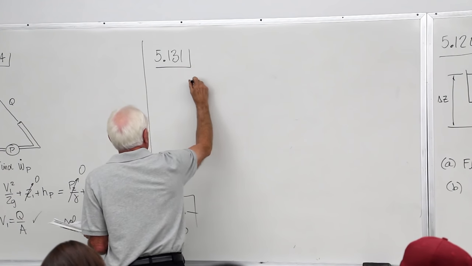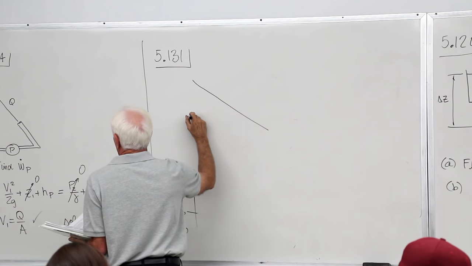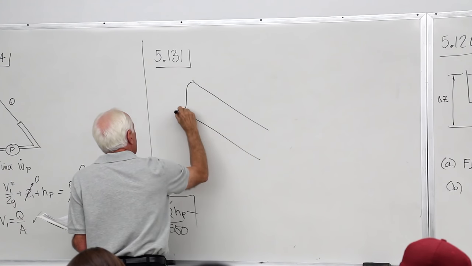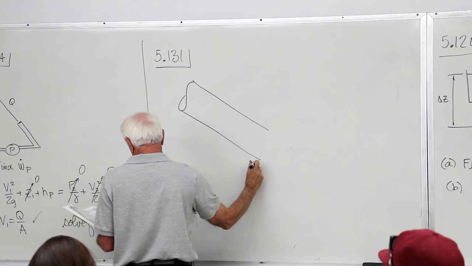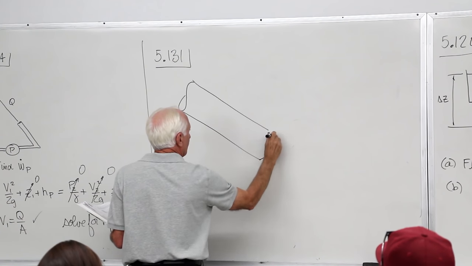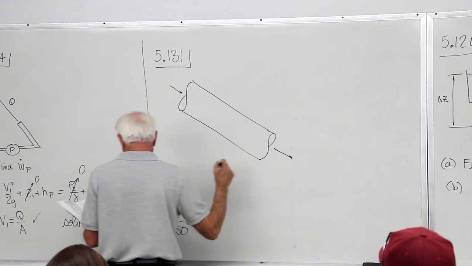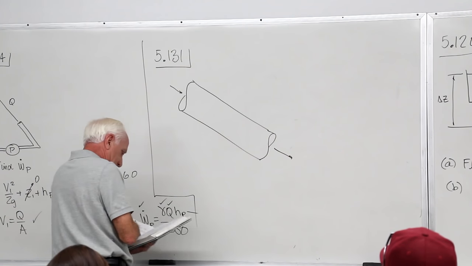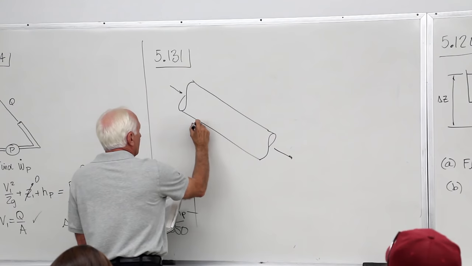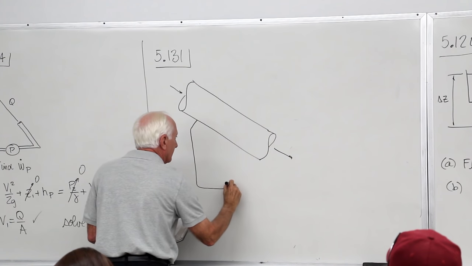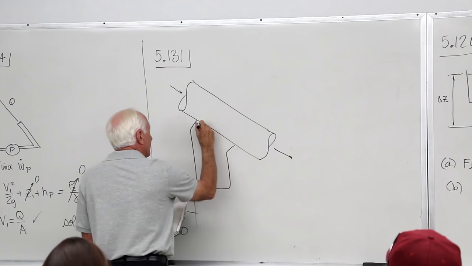Looks like this. All right, so we have water. Water, I think it's water. Yes, it is. Water flows steadily down. There is a manometer, so practice again from chapter two.